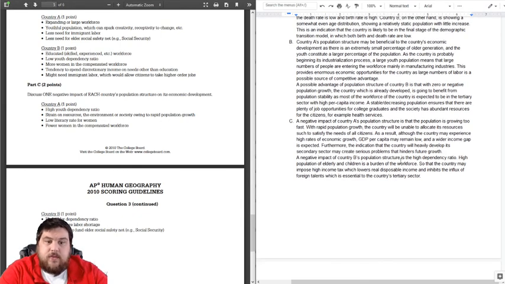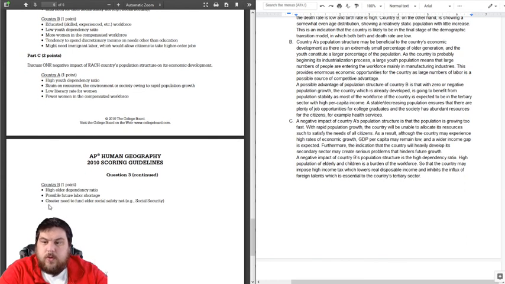A negative impact of Country B's population structure is the high dependency ratio. So high population of elderly and children is a burden of the workforce, so that the country may impose high income taxes, which lowers real disposable income and inhibits the influx of foreign talents. So with their one they hit on was a greater need for Social Security.